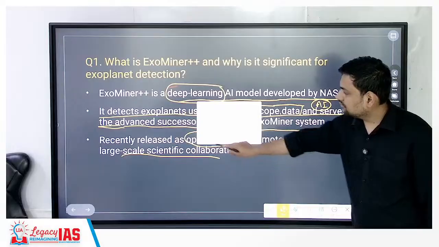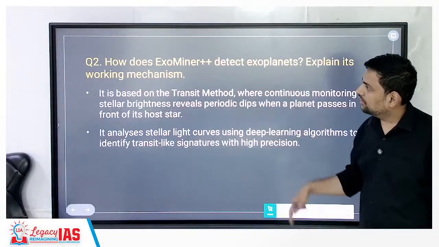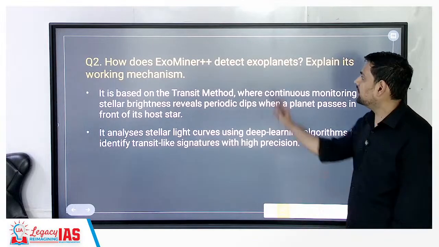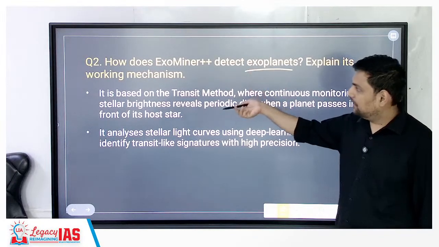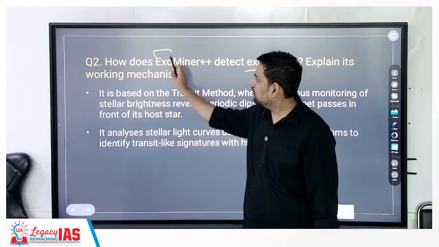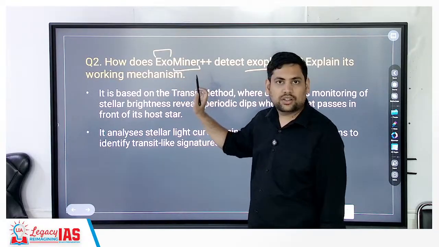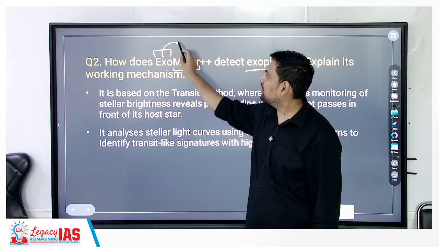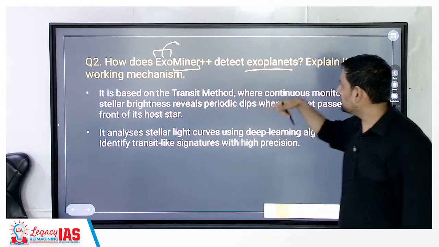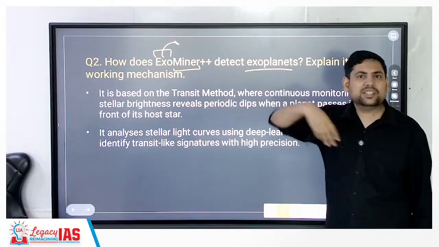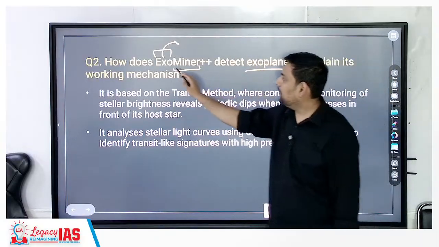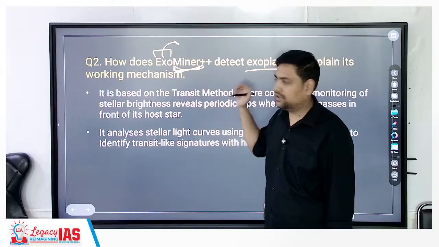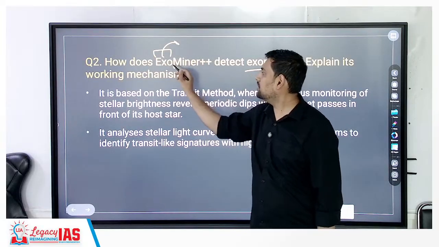Next, how does ExoMiner detect exoplanets? Now, see Exo and Miner. Why is the name like this? Exo is talking about exoplanets, or planets that are very far off. Then Miner, because it is trying to mine or find out those planets. So that's why it is called ExoMiner.